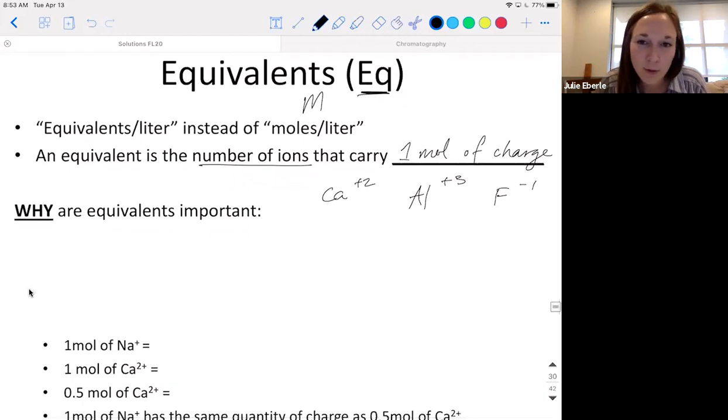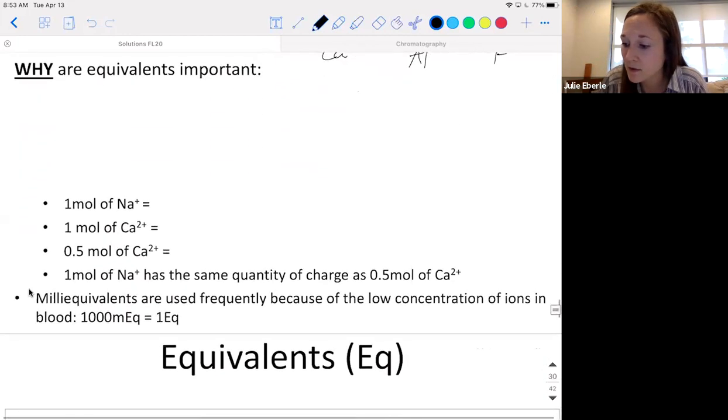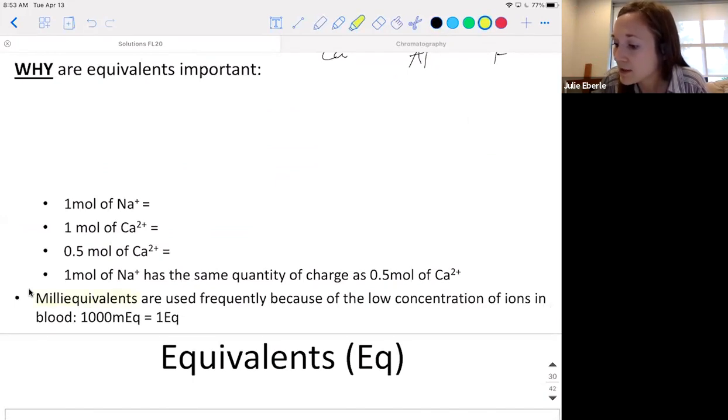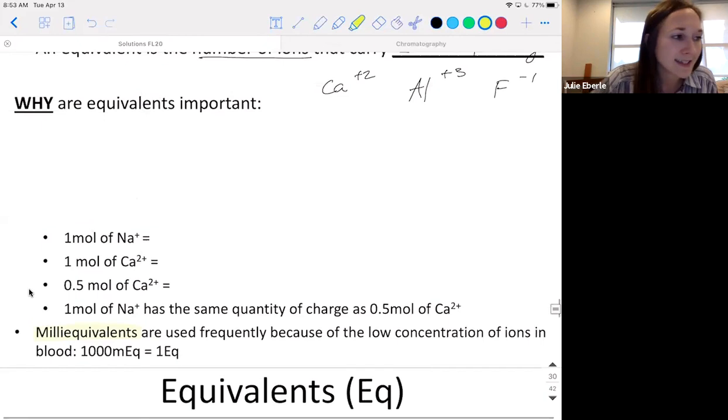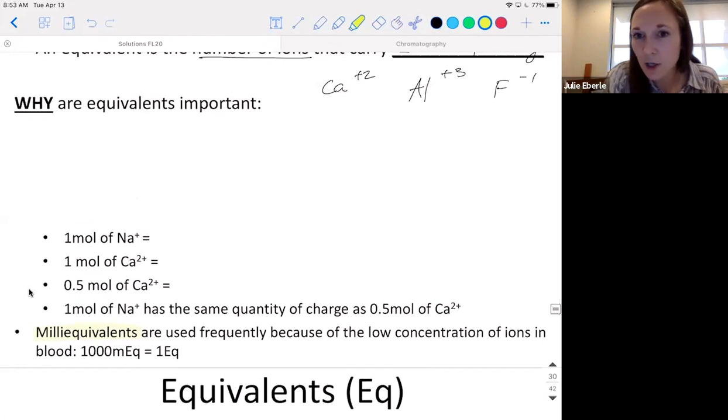But why are equivalents important? All right, and specifically, sometimes you'll hear this term. I'm going to highlight this down here. Milli equivalents. This is more commonly what we'll talk about with equivalents of things in our blood. And I'm going to show you an example of how this is important. I brought a show and tell item today, but let me preface this with a story.